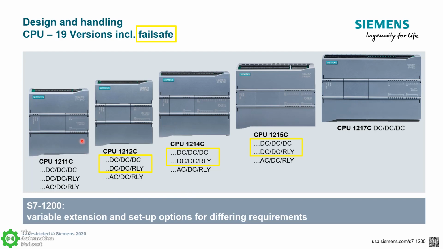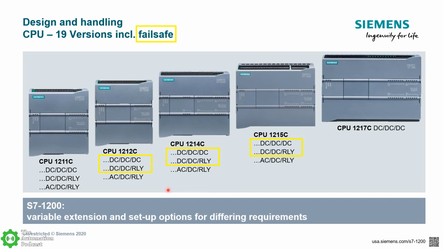There's really just 5 different models of the 1200, and then within each model, there's different configurations. So, for example, the yellow box around indicates the fail-safe versions that are available. So we only have a safety version of the 1212, the 1214, and the 1215. We don't have a safety version on the 1211 or the 1217.